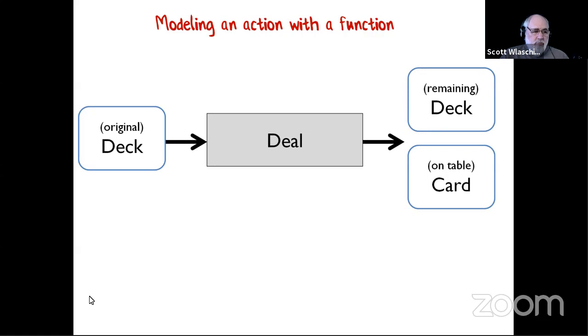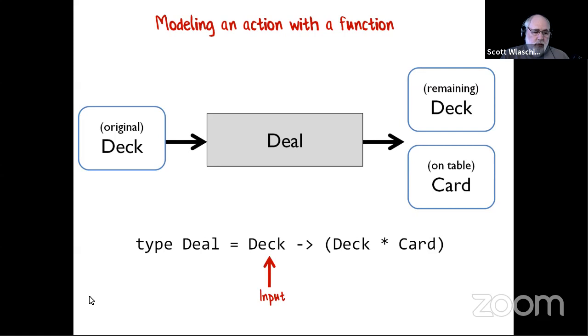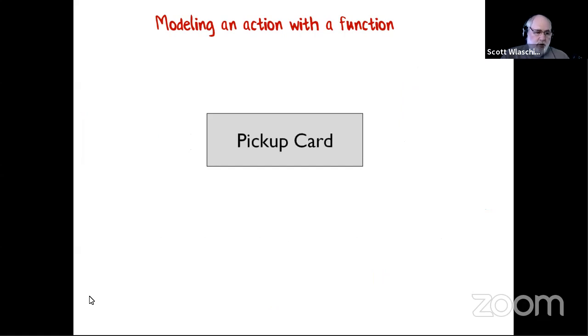So as a result of this way of thinking, the output of the deal function is a different thing from the input. And in F#, we'd write it like this. To deal, the input is a deck, and the output is a pair of things: the modified deck, or the deck with the card missing, plus a card on the table. So this is how we represent the action of dealing a card using a function.